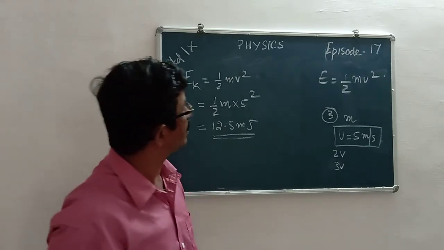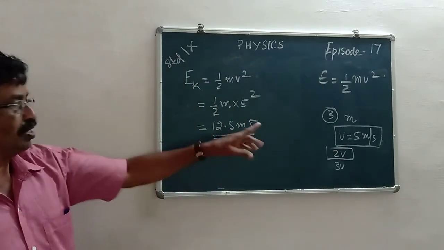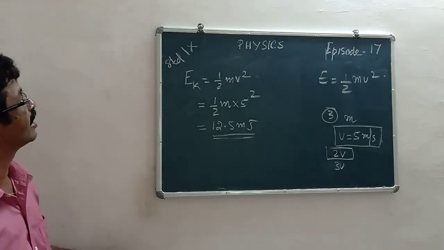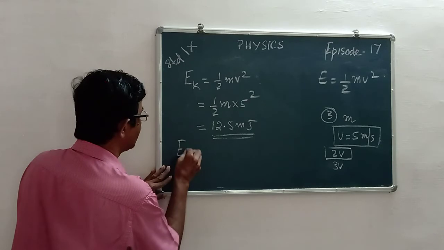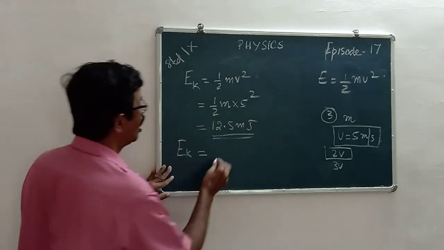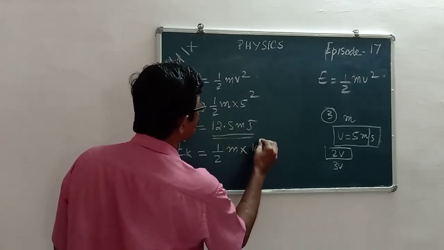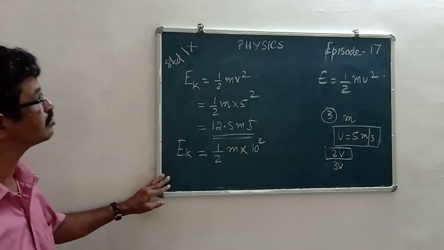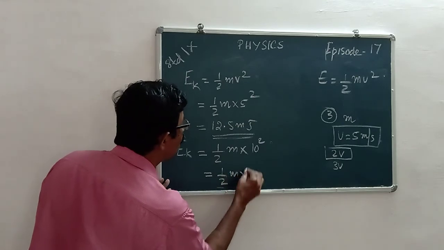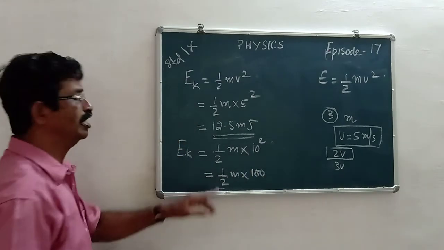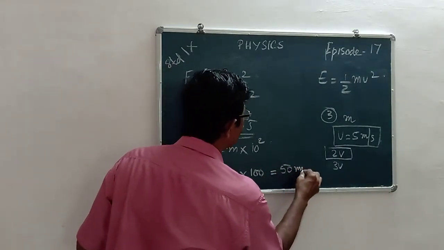Now the velocity is doubled. V is 5, so 2v becomes 10. Double means 10. Now the kinetic energy Ek is equal to half into m into v, that means 10 square. That is equal to half m into 100. 100 divided by 2 is equal to 50 m Joule.